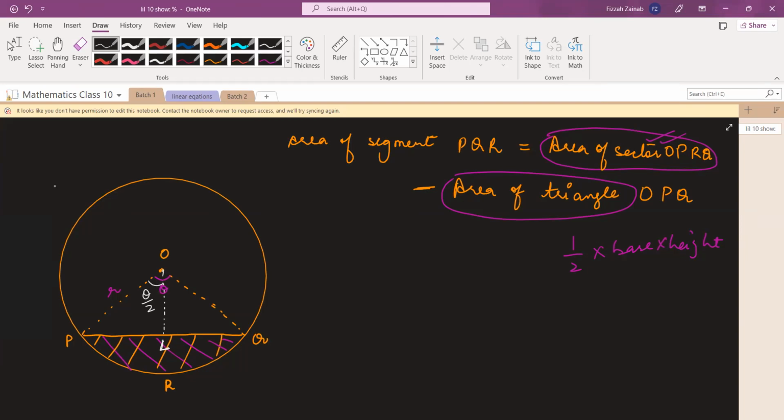Now the height OL, I don't know, right? This OL I want to find. Is that understood? Okay, so now let me take this triangle.